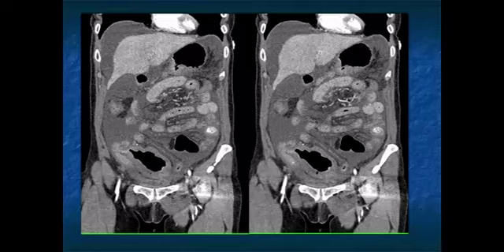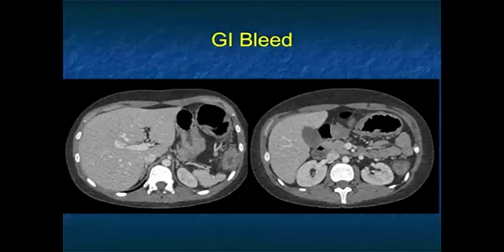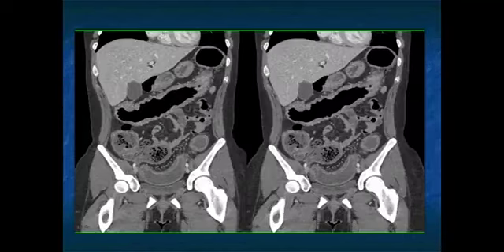So the thing you think about, bulky lesion, terminal ileum, not obstructing, you've got to think about lymphoma, and this was a B-cell lymphoma of the terminal ileum extending to cecum. GI bleed, you see thickening of the stomach. You also see thickening of the descending colon. Let's look at that a bit further.